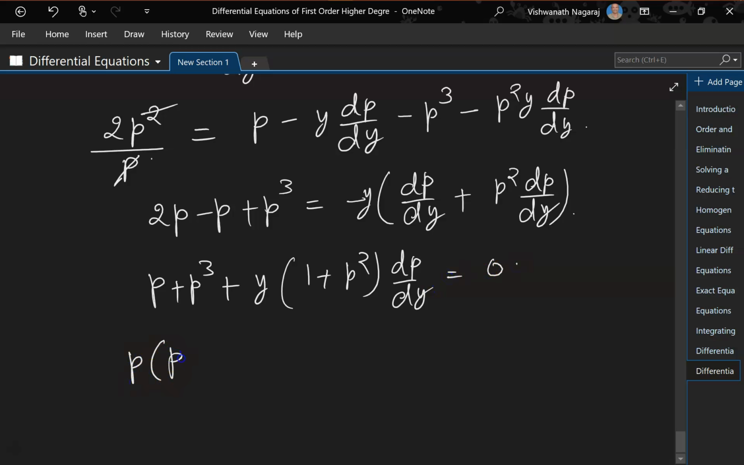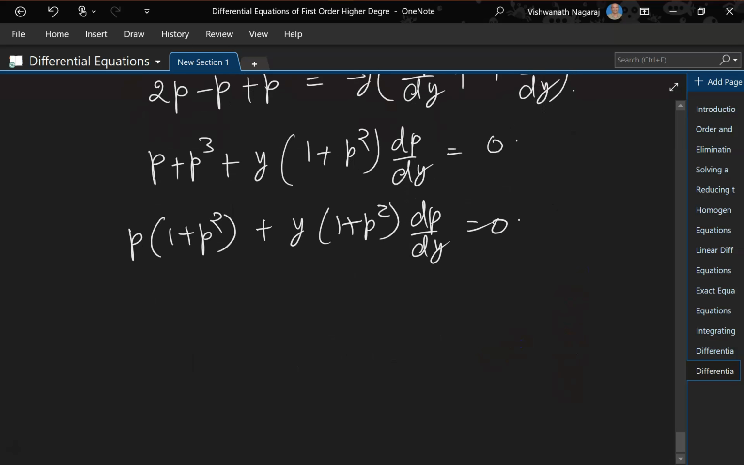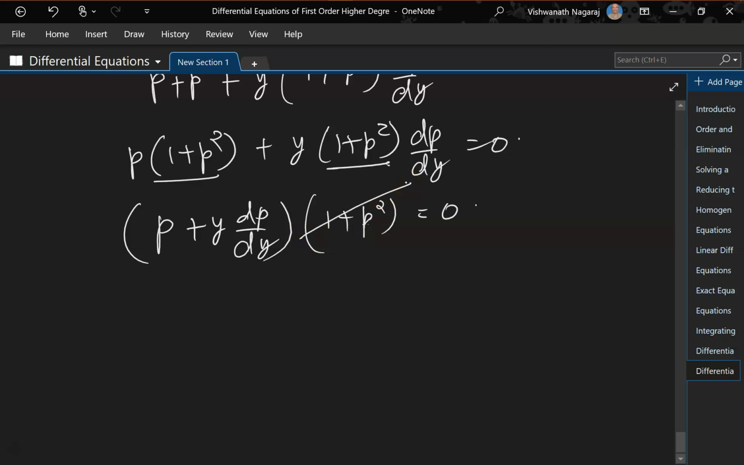Now here p we can take it out, so p times 1 plus p square, plus y times 1 plus p square, okay, dp by dy. Now let's take out, this is common, this is common, so we can do this: p plus y dp by dy times p, 1 plus p square. Okay, we can ignore this because it doesn't have dp by dy. So let's take p plus y dp by dy equal to 0.